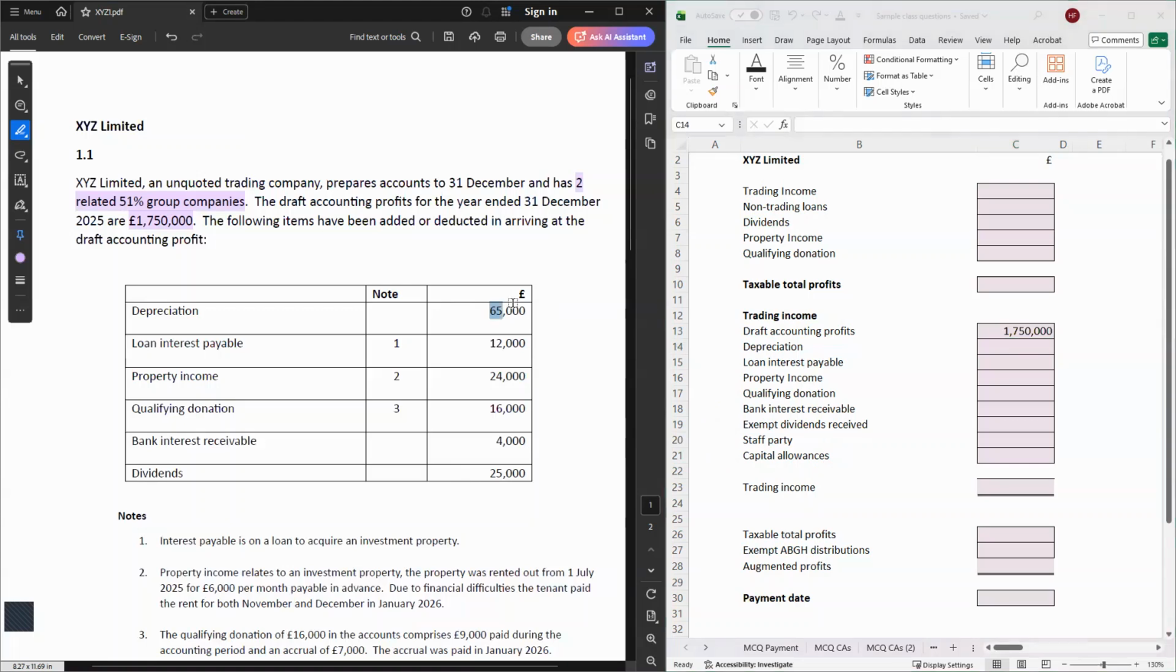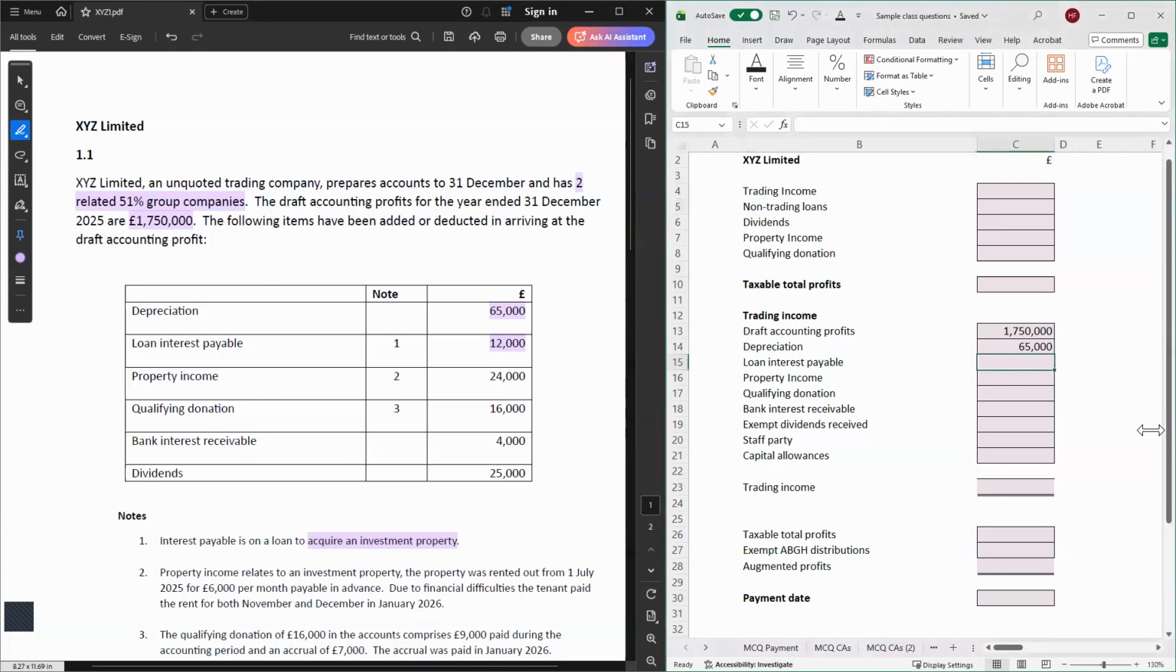So firstly, depreciation. We know straight away that depreciation is a disallowable expense for corporation tax, so that needs to be added back. And then loan interest payable, £12,000, note 1. Interest payable is on a loan to acquire an investment property. So this is not trading related interest, this is non-trading interest and should be taxed in the non-trading loans schedule up here within the total profits computation.